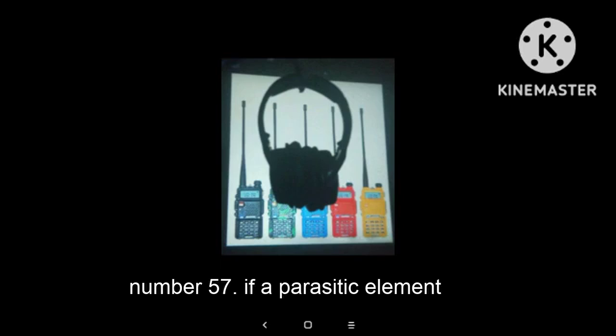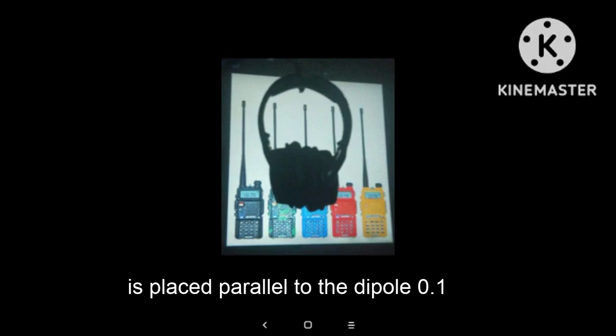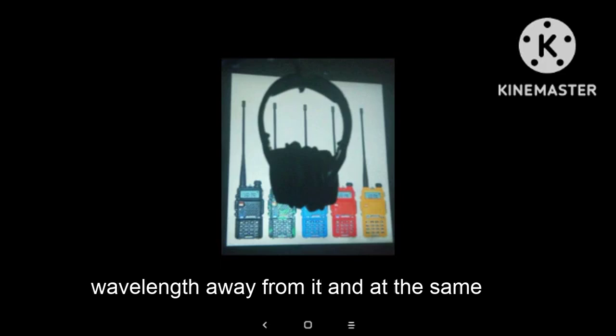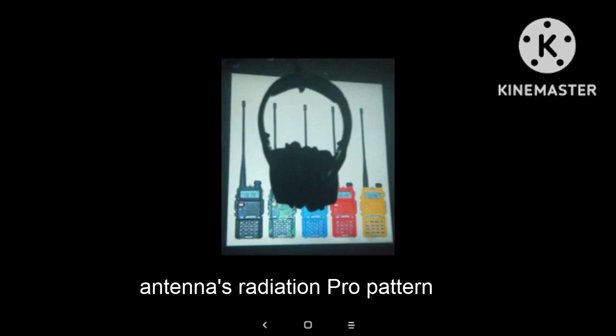Number 57. If a parasitic element slightly longer than a horizontal dipole is placed parallel to the dipole 0.1 wavelength away from it, and at the same height, what will the effect have on this antenna's radiation pattern? A major lobe will develop in the horizontal plane from the parasitic element towards the dipole.